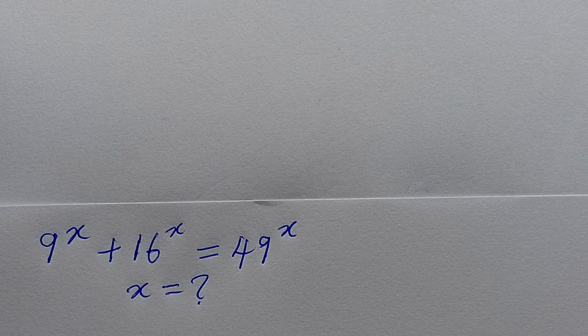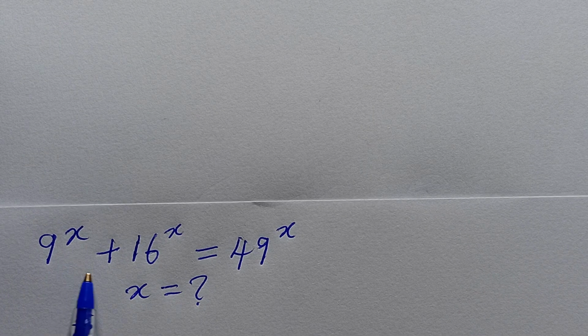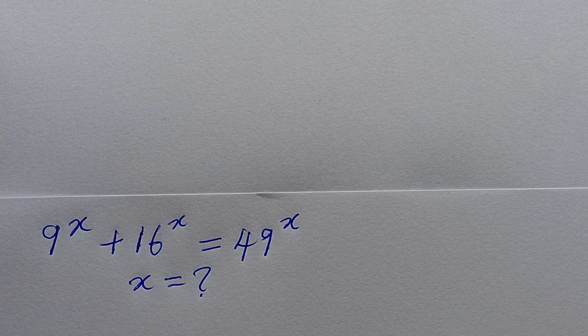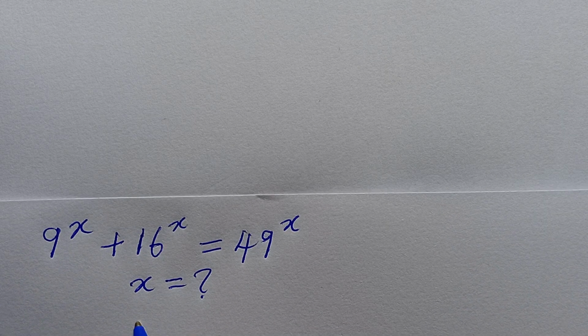We have this nice exponential equation. The question is 9 to the power of x plus 16 to the power of x equal to 49 to the power of x. Find the value of x here. So let's take our solution.